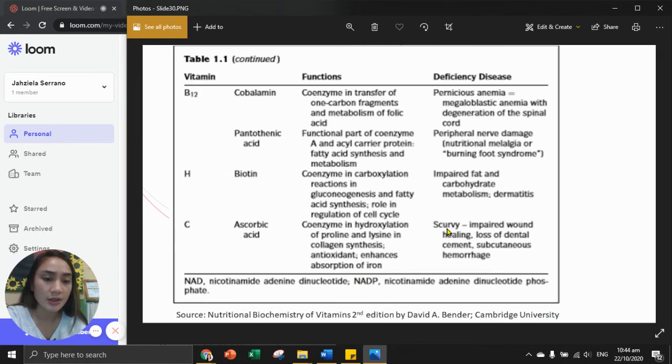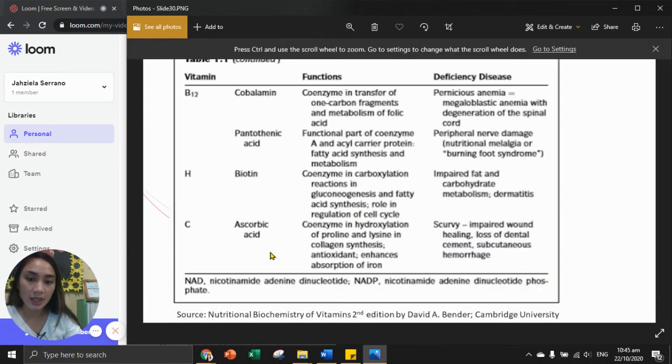So, dito sa scurvy, nagkakaroon ng impaired wound healing. So, matagal yung pag-heal ng wound. Loss of dental cement and subcutaneous hemorrhage. So, ayan, nadagdagan na naman yung sa hemorrhage natin sa blood. No, vitamin C, vitamin B12, vitamin K, and iron. So, yan.